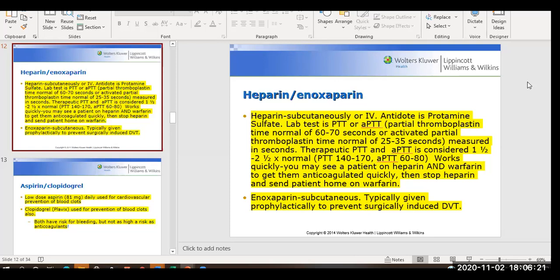And then enoxaparin, which is also called Lovenox or low molecular weight heparin, that's given only subcutaneously. That's the most common one that we give prophylactically so that the person does not develop a DVT. If we know a patient's gonna be immobile, we're gonna give them enoxaparin. Commonly.